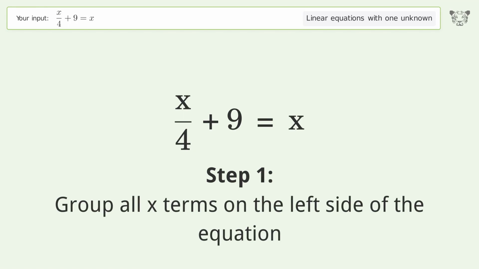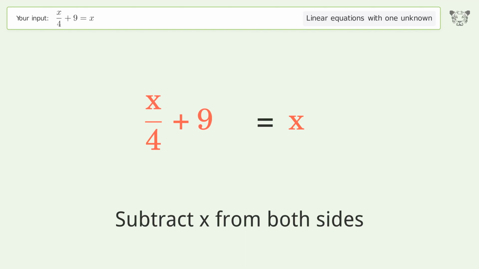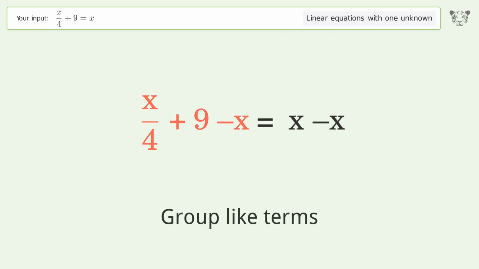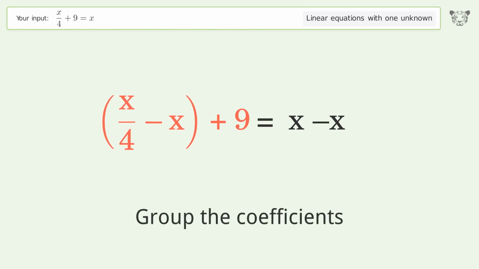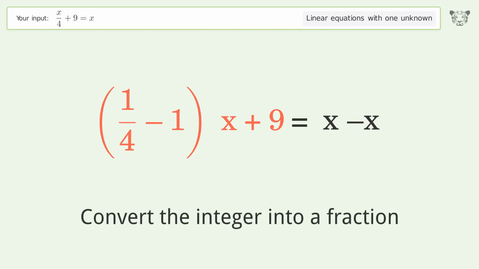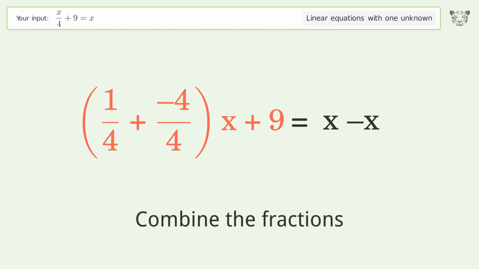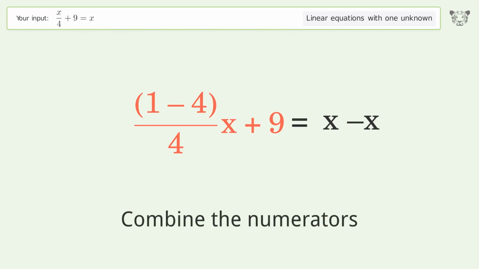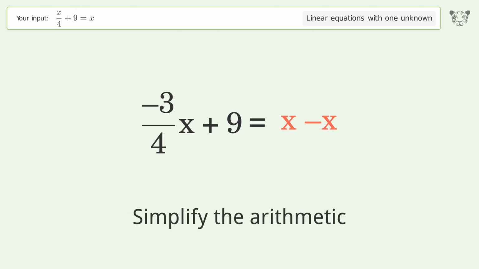Group all x terms on the left side of the equation. Subtract x from both sides. Group like terms. Group the coefficients. Convert the integer into a fraction. Combine the fractions. Combine the numerators. Simplify the arithmetic.